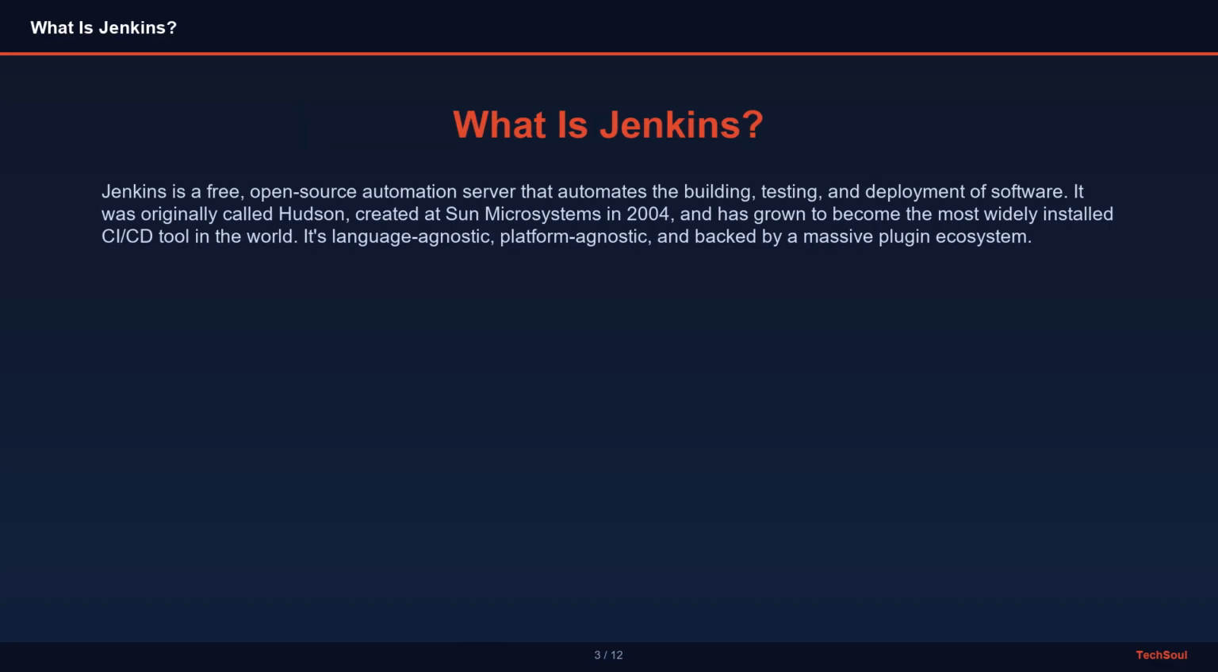Jenkins is a free, open-source automation server that automates the building, testing, and deployment of software. It was originally called Hudson, created at Sun Microsystems in 2004, and has grown to become the most widely installed CI/CD tool in the world. It's language agnostic, platform agnostic, and backed by a massive plugin ecosystem.